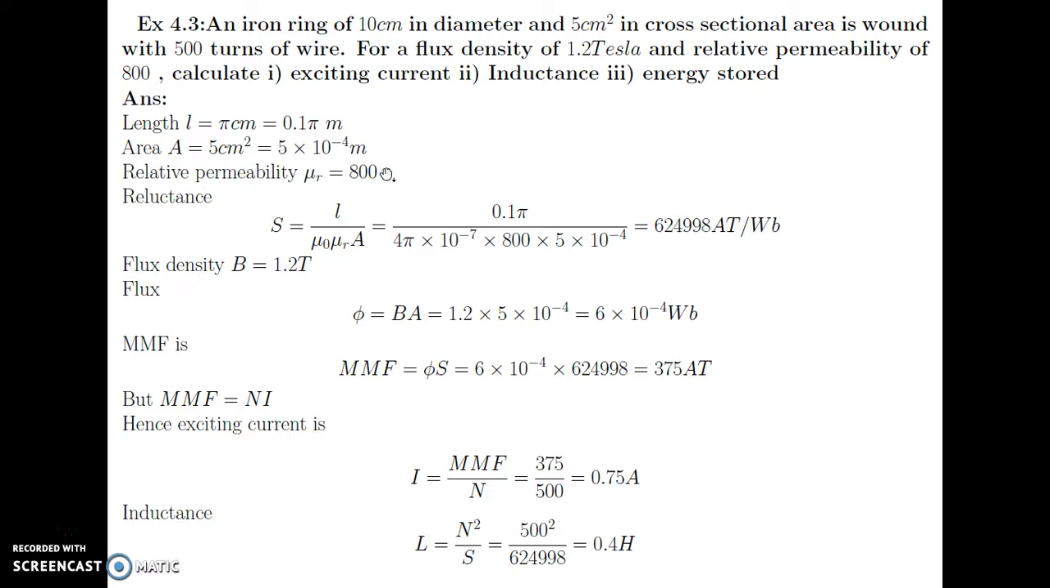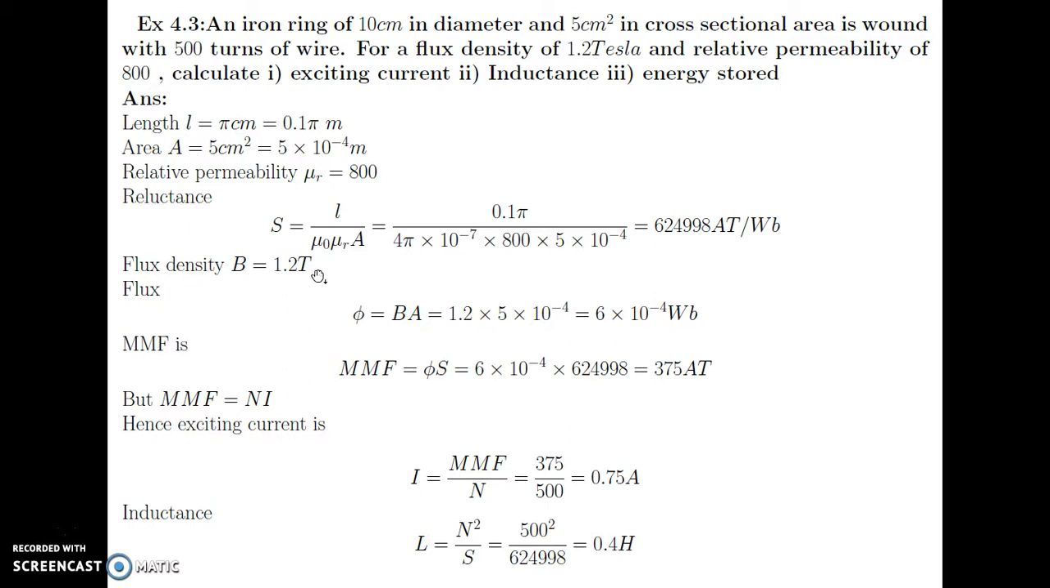Relative permeability is 800. So we'll calculate the reluctance. Reluctance is equal to L divided by mu 0 mu r A. So 0.1 pi divided by 4 pi into 10 raised to minus 7 into 800 into area 5 into 10 raised to minus 4. After substituting this, we will get 624,998 ampere turn per Weber.